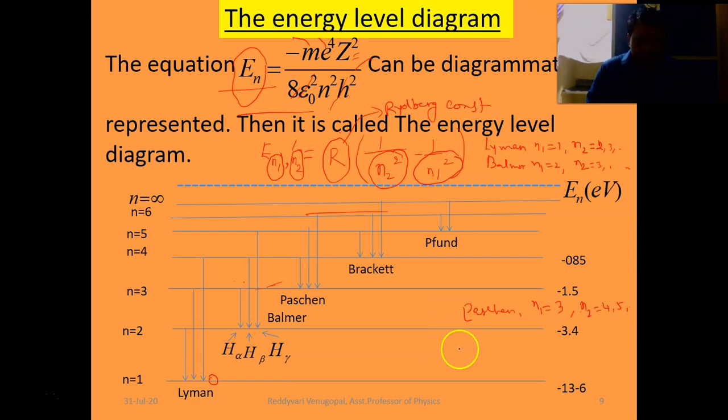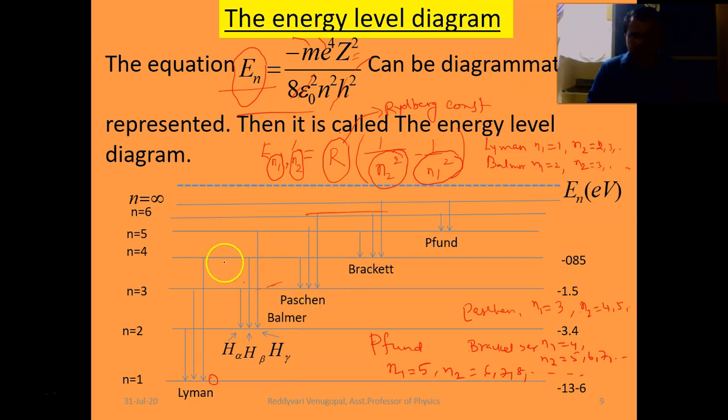And for the Brackett series, N1 is equal to 4 and N2 can take values 5, 6, 7, and so on. Next, for the Pfund series, N1 is equal to 5 and N2 can take values 6, 7, 8, 9, 10. It can take integer values only. That means N1 and N2 can take only integer values, not fractional values.